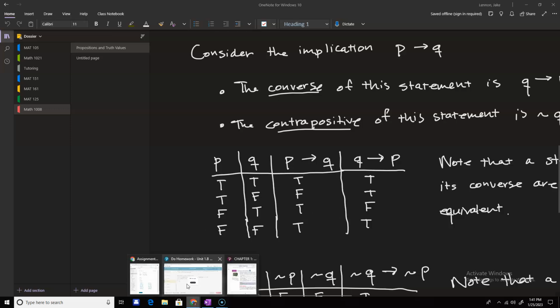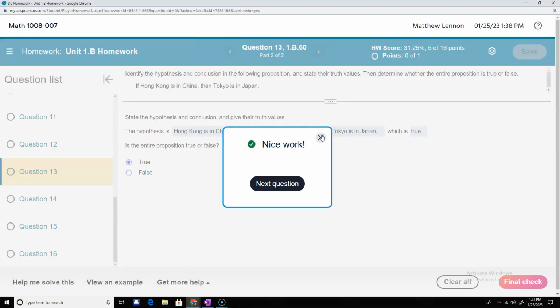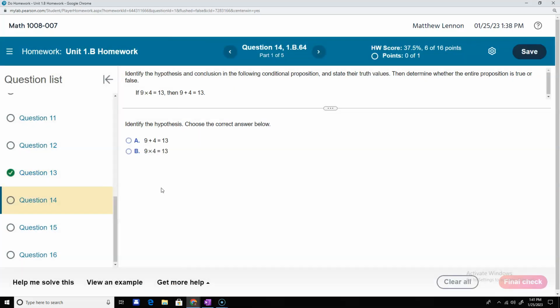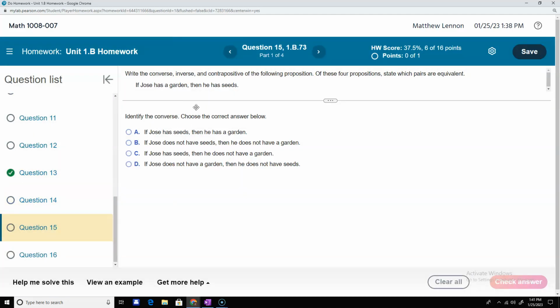Okay, we've got another similar type question here. Let's look at 15. If Jose has a garden, then he has seeds. Write the converse, inverse, and contrapositive. Of these 4 propositions, state which pairs are equivalent. Well, we know the original implication is always going to be equivalent to the contrapositive, and the converse and inverse will be equivalent as well.